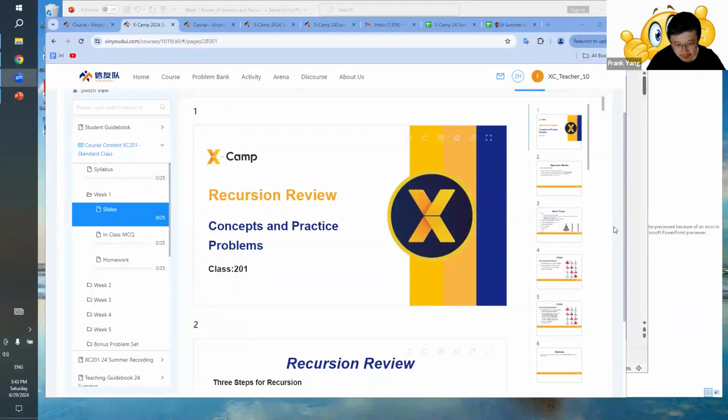Okay, so first let's do a quick review, especially for those people who are not in the class, or even new to the school, right? So we want to make sure everybody starts from the same baseline. So for recursion, there are three major factors, right? When you program recursion, there are three important things. What are those three important things?